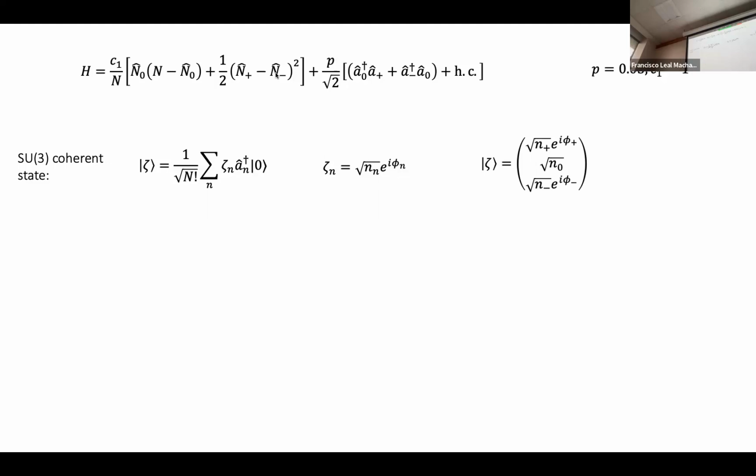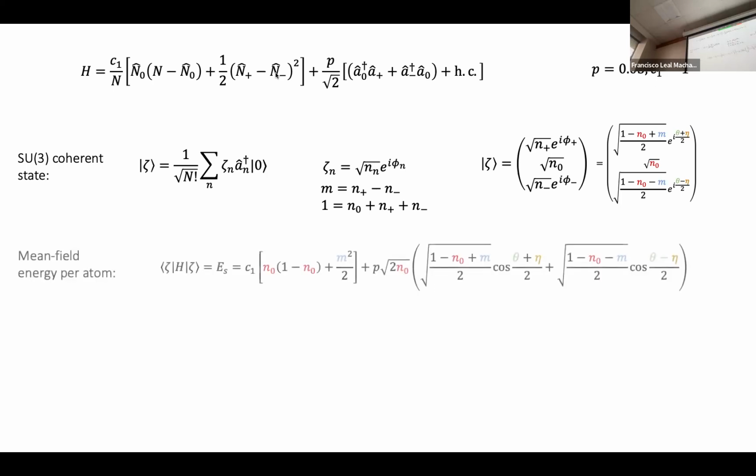Normally we have 6 independent variables, but through the normalization condition and the irrelevant global phase, we can actually reduce this to 4 variables: n0, which is the number density of the atoms in the 0th spin, while m is the magnetization density. And eta and theta are the phases related to the creation of the spin 1 and -1 particles.